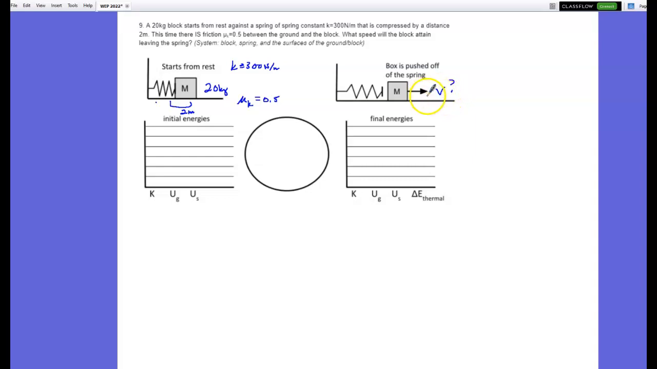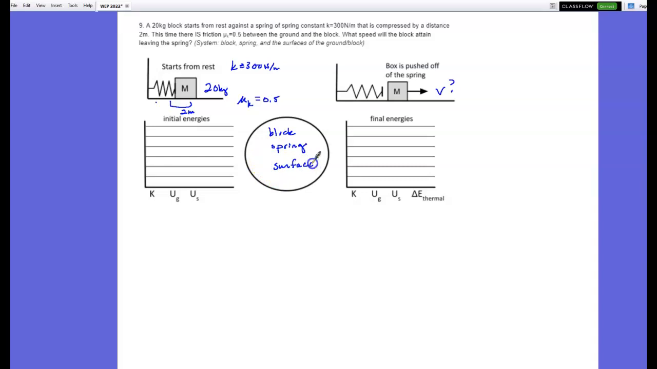So this sounds like a very overwhelming question. It's not. We can do this. What is our system? Okay, I'm going to say the block. The spring. I don't need to put the earth in because I'm not going to have any gravitational potential energy because it doesn't go up and down. You can if you want to. Doesn't hurt. I am going to put the surface.